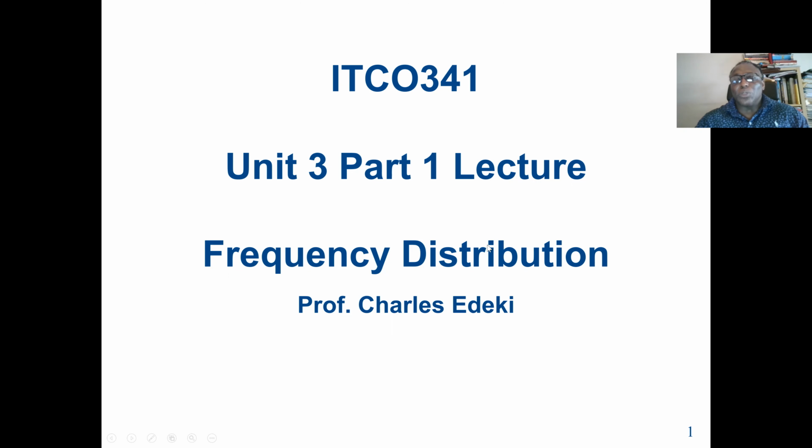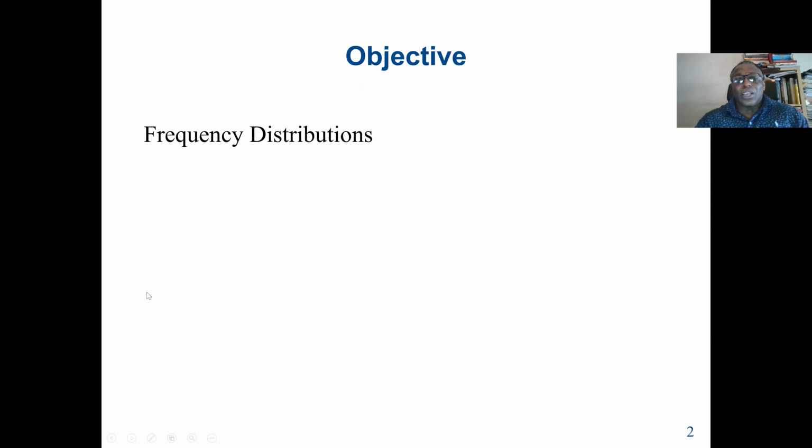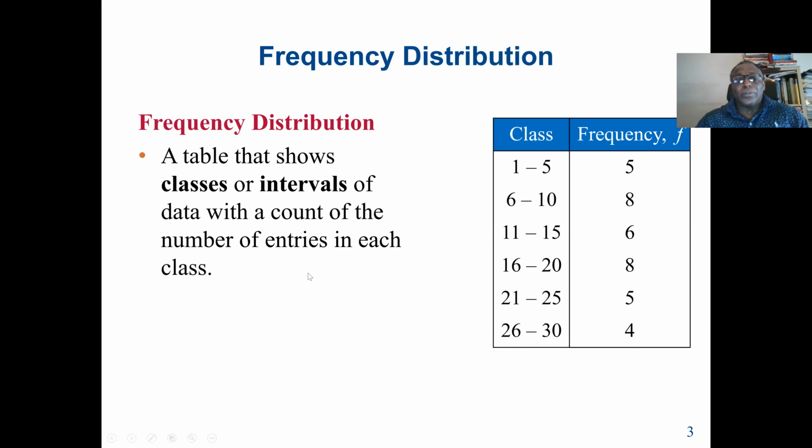So frequency distribution helps us to organize our data set in a short way. Our objective here again is a frequency distribution, and this is an example. Here we have a table with two columns. The first column is class, the second column is frequency.